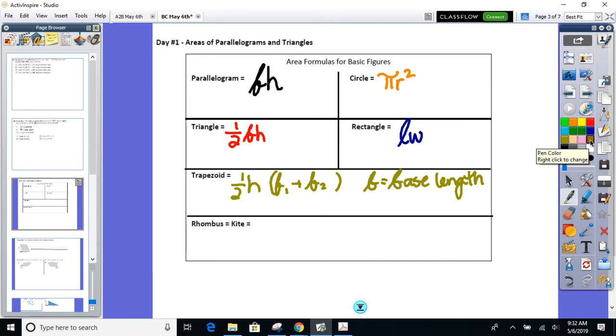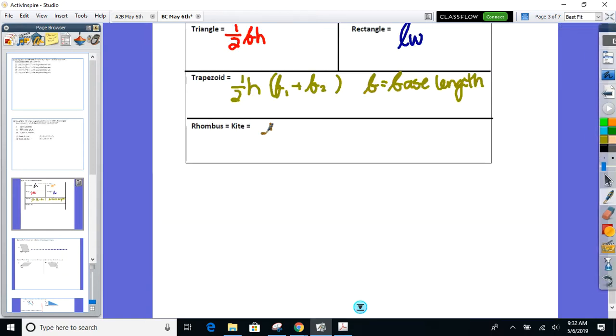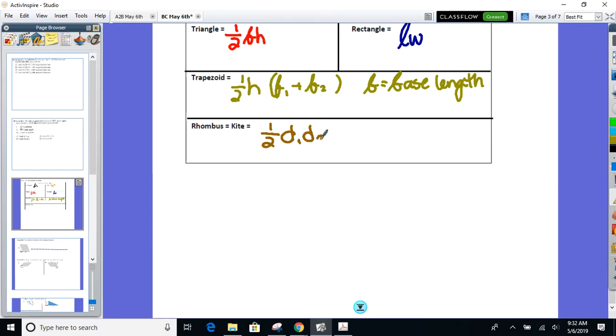The old rhombus and kite, same formula. Not expecting you know this at all. Ready? 1/2 D1 D2. I'm going to force you guys to think about what the D represents there. It is the part of a rhombus and a kite that they both have that starts with D. Diagonal length, yes.